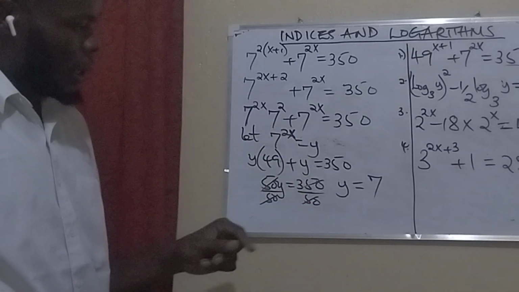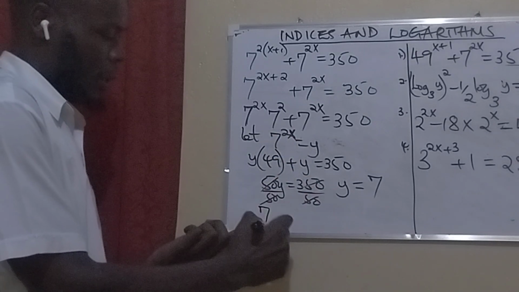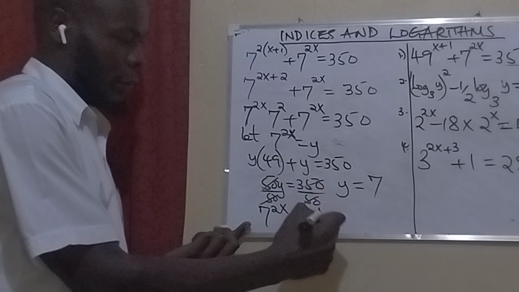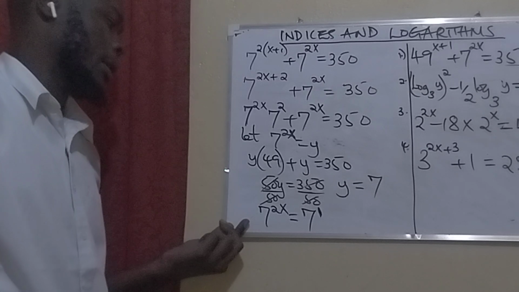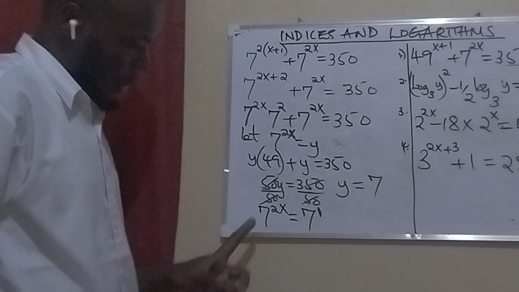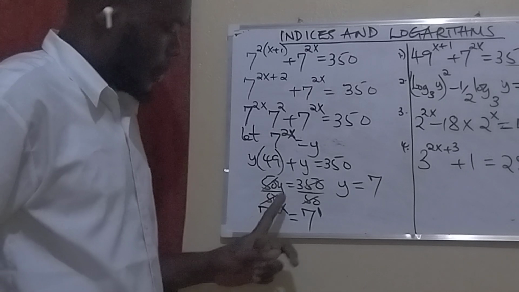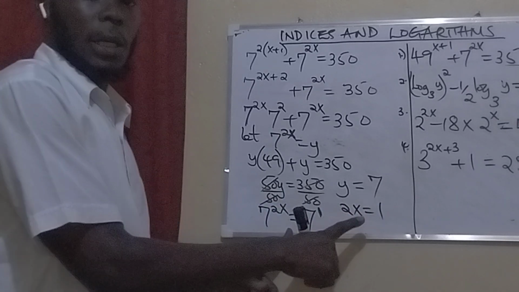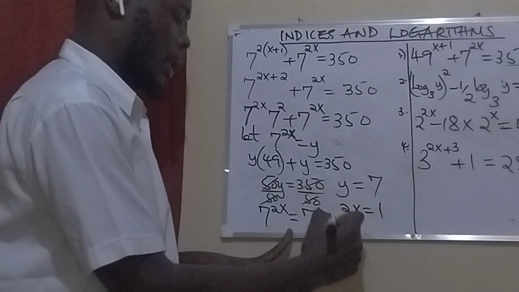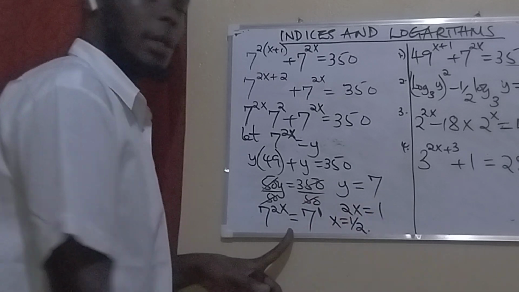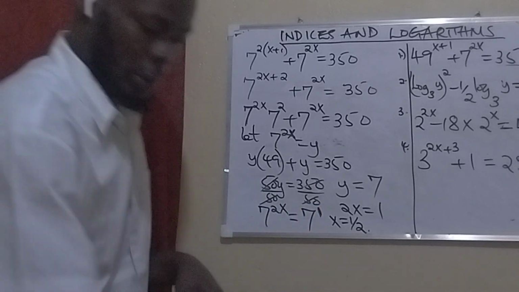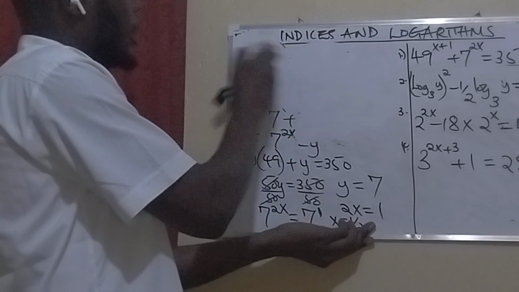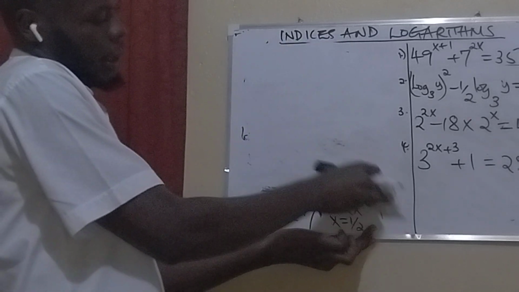So your y is 7, but we want x, so again come and substitute. 7 power 2x is y, but your y is 7, so 7 power 2x is equal to 7, and you know 7 is the same as 7 power 1. So since you have the same base, you can equate the powers, so 2x is equal to 1. Now divide both sides by 2, so you find that x will be 1 over 2. So that question, you will have gotten the value of x.